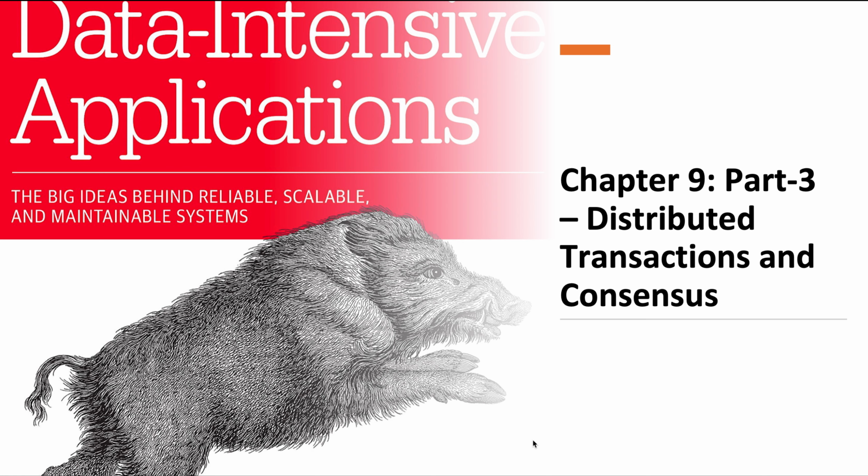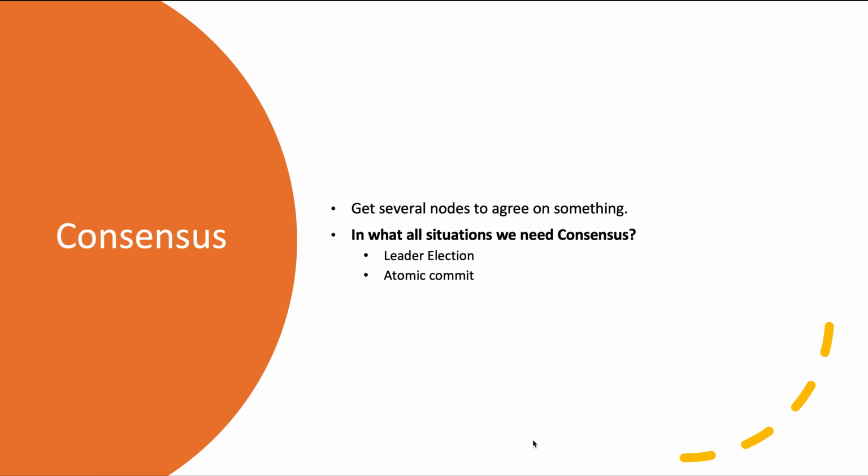Hello and welcome everyone. In this video, we are going to discuss chapter 9, part 3, that is distributed transactions and consensus from the book Designing Data-Intensive Applications. In the previous videos, we have seen various concepts like causality, linearizability, CAP theorem, total order broadcast, and we have seen how they are needed for consensus.